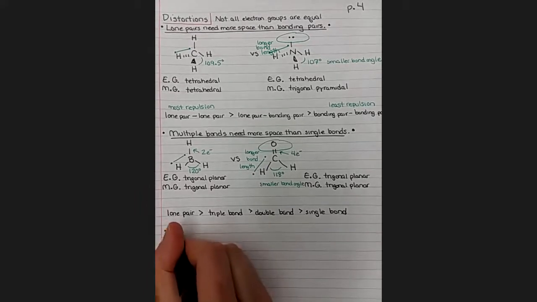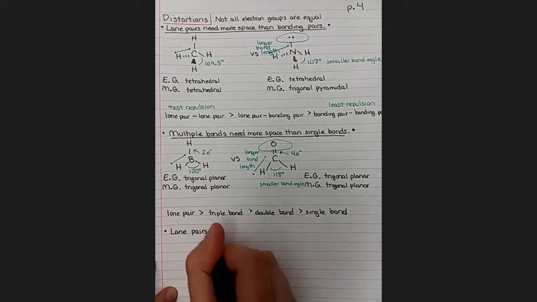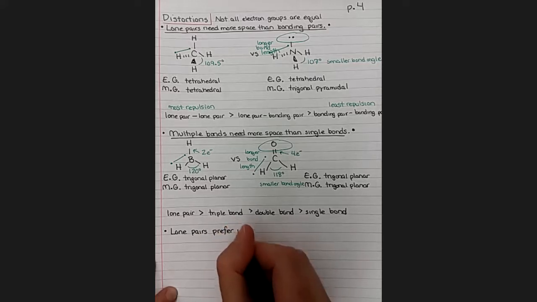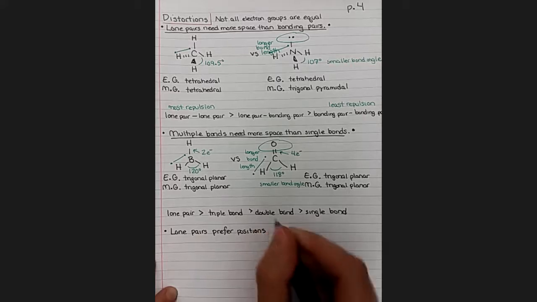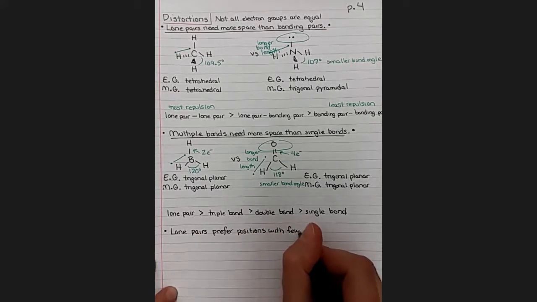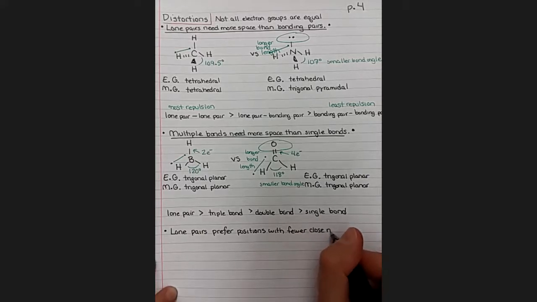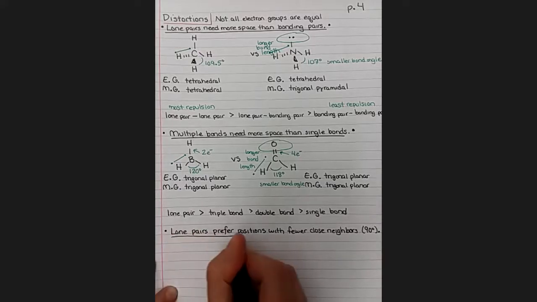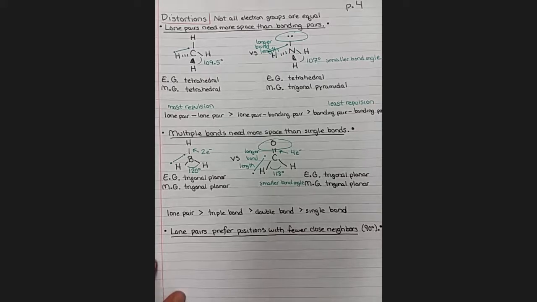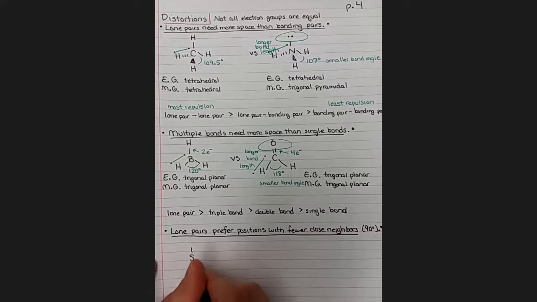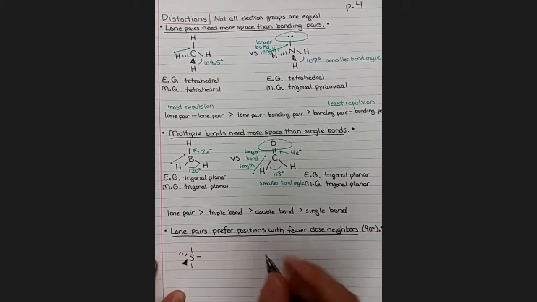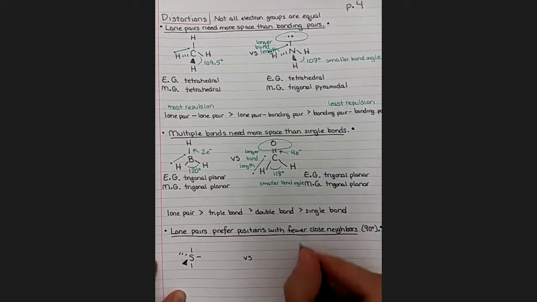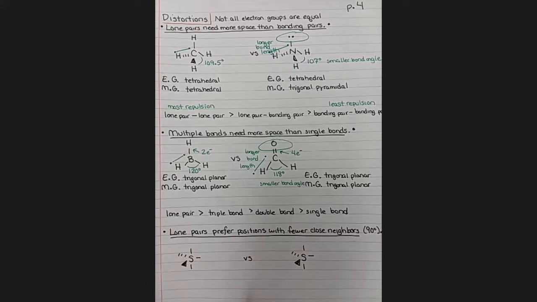A third interesting distortion is about where we place the lone pairs when we have a choice of positions to add them to, like we did in the trigonal bipyramidal and the octahedral structures. So lone pairs prefer positions with fewer close neighbors. And when I say close, I specifically mean neighbors that are a 90-degree angle away from them. So let's do an example with a trigonal bipyramidal, because those are cool. Okay, so we're going to do SF4, and we're going to try and decide which one of these 5 positions we're going to replace with a lone pair.